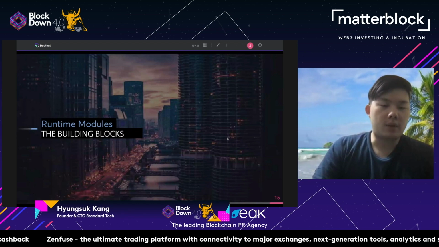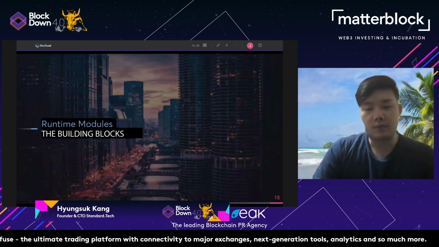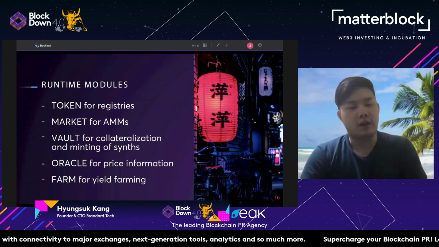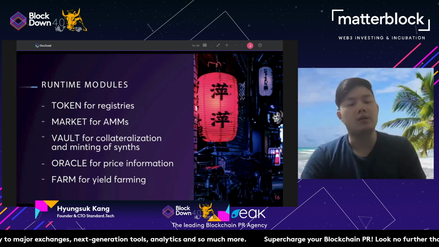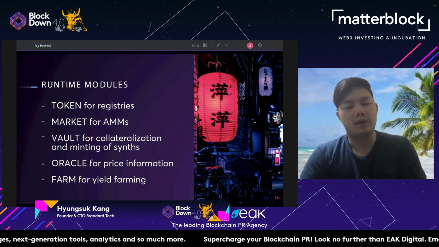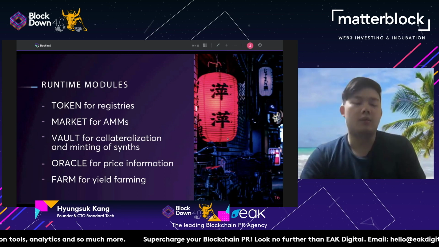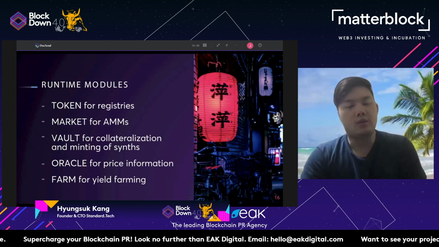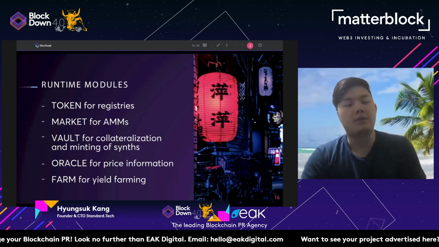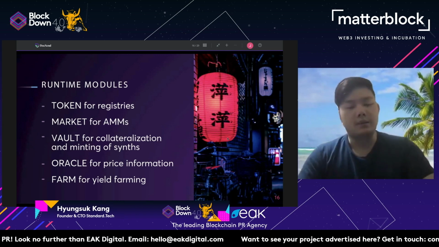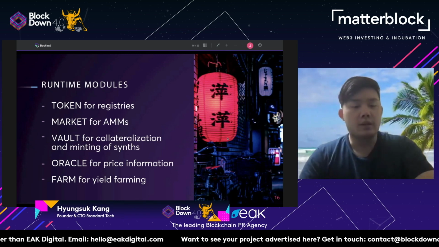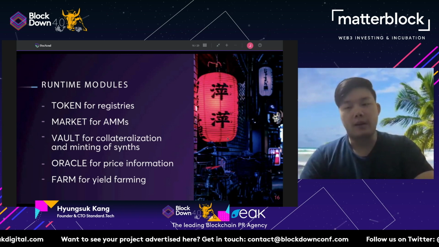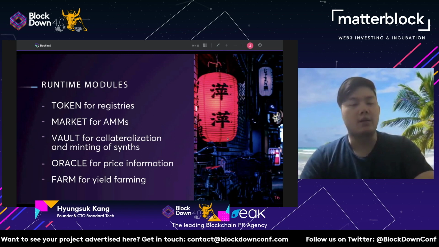So here are some runtime modules for building this implementation in Substrate. Here's a token module for the digital asset registry, a market for AMM like Uniswap, and we use Vault for CDP generation and making synthetic assets based on the same algorithm. Oracle is for choosing an Oracle client in each era to get the price information. And farming is the typical Rust implementation of the yield farming algorithm that is shared across Yam Finance or other DeFi staking algorithms.